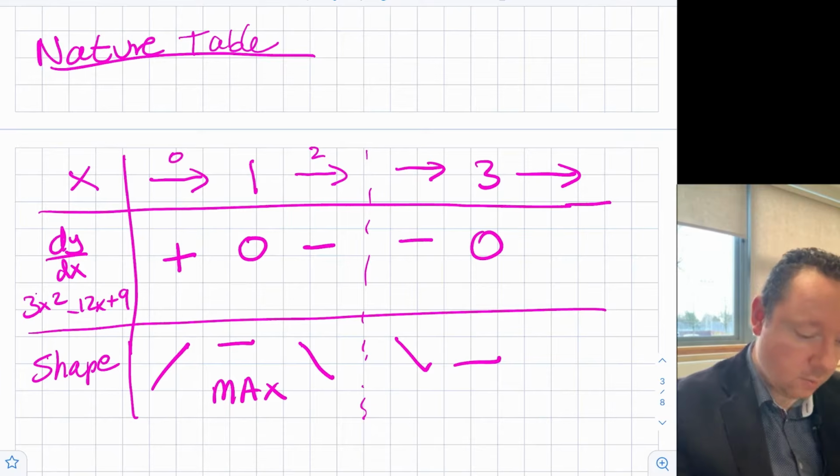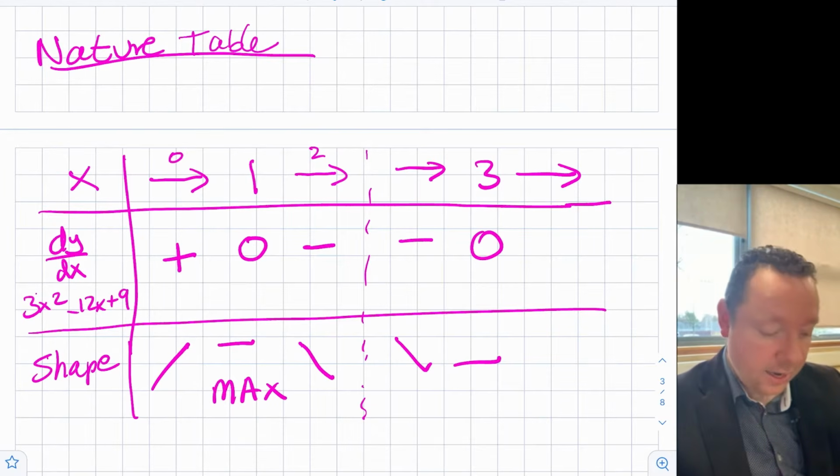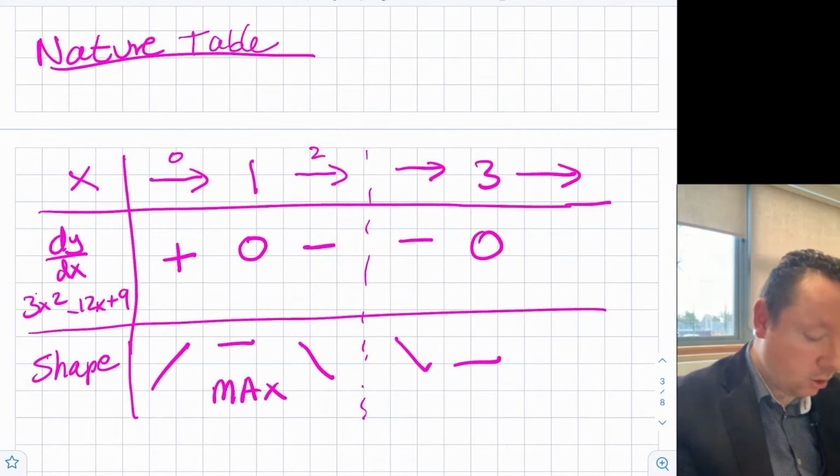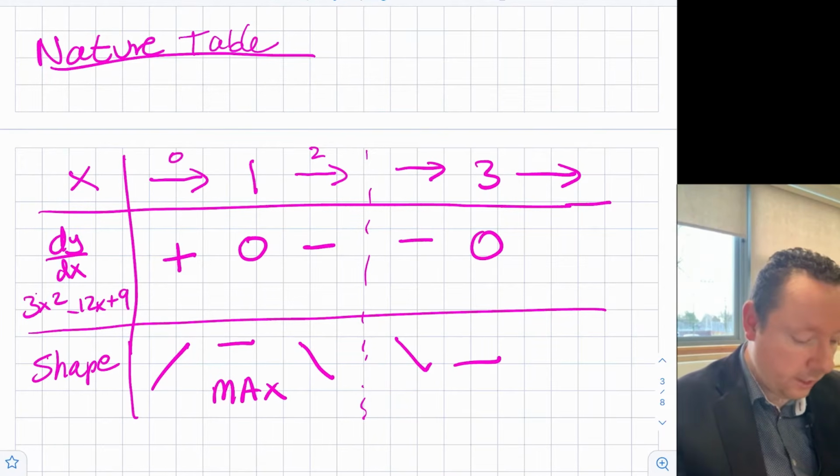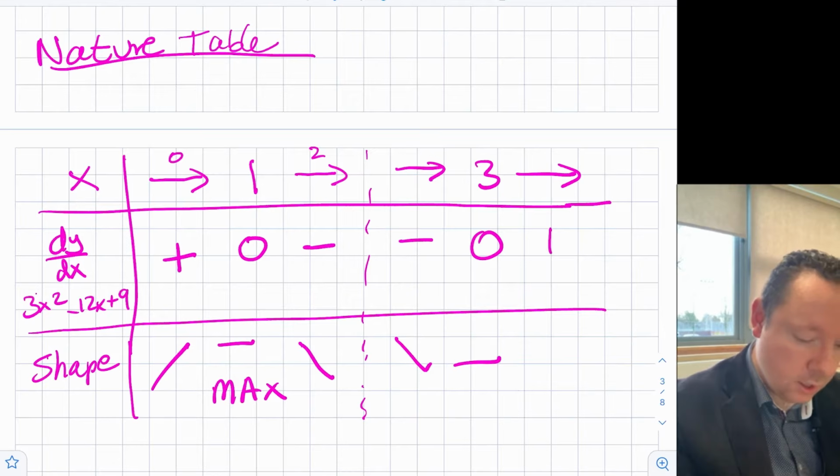So the last number to try maybe is 4 or 10, whatever number's easy for you. I'm going to try 4. 4 fours is 16. 16 times 3 is 48. 48 minus 12 times 4, well 12 times 4 is also 48, plus 9, that's a positive number. So we're sloping back up, that's a min.